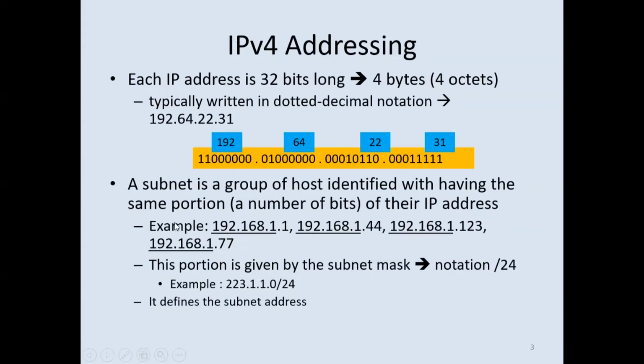A subnet is a group of hosts identified by having the same network portion, that is the same number of bits, of their IP address. So for example, in these 4 addresses here, you would see that the network portion, 192.168.1, is the same for all 4 addresses. The only difference is the one on the host side. Okay, so this portion is given by the subnet mask /24, because if you see here, this is 3 octets. 3 octets is 24 bits. That's why we have /24.